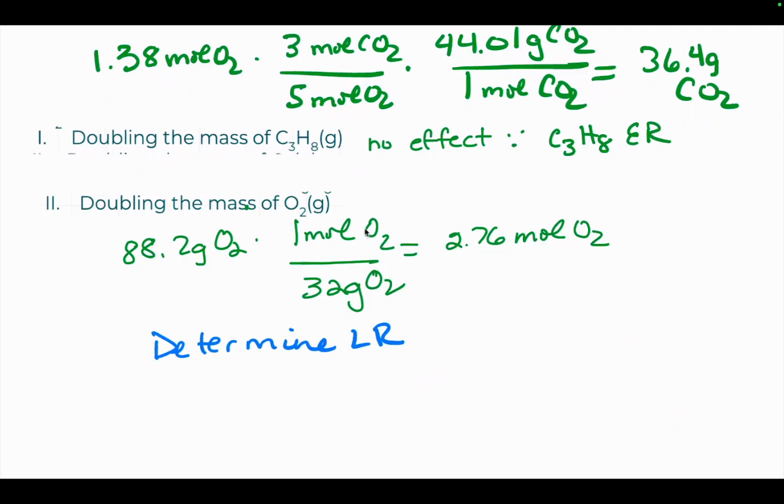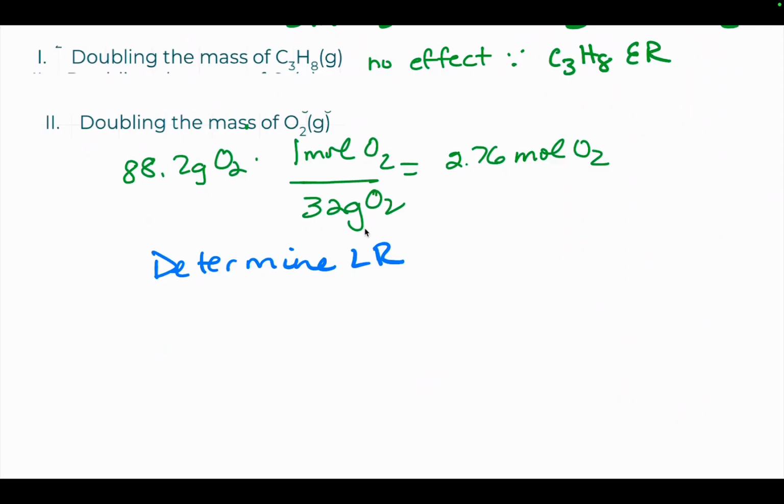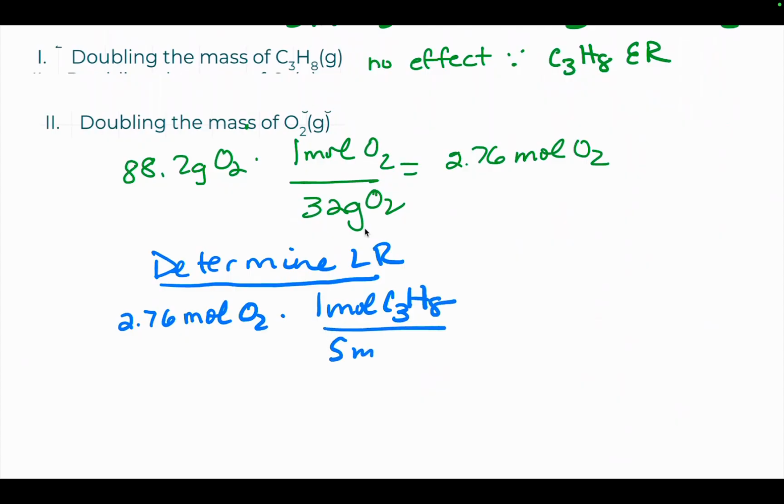And I am repeating quite a bit here. I'm doing more work than is probably needed. I'm going to show you both ways to determine the limiting. You only need to do one. So I'm going to take my new moles of oxygen and convert it into moles of propane. And I get 0.551 moles of propane.